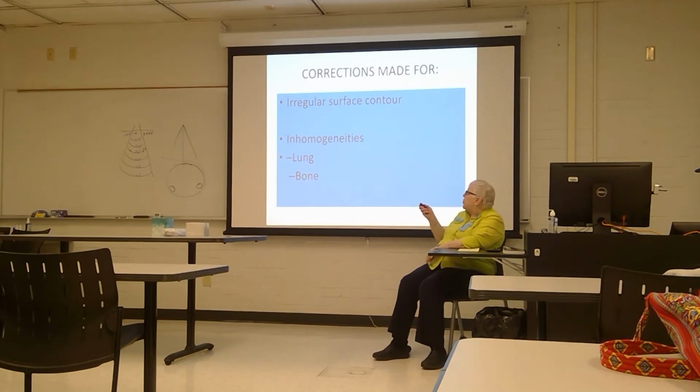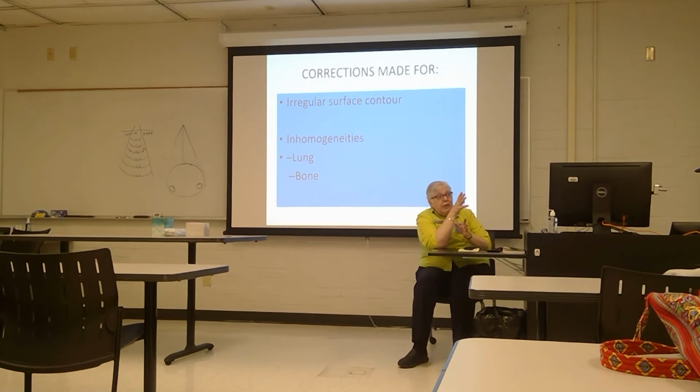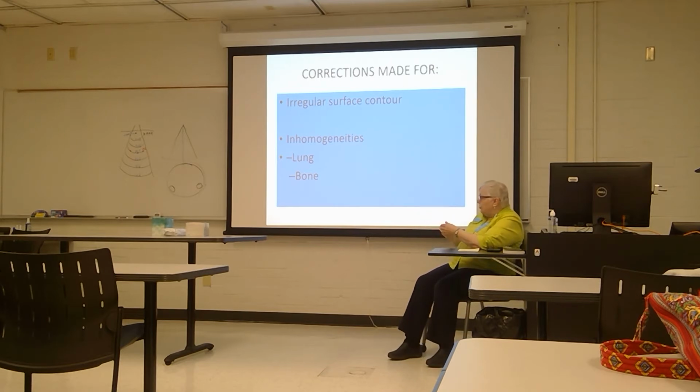If you take it to the extreme, if you're treating a breast, go back to breast. I don't know why we keep going back to breast, but it's easier to do. So if you're treating a breast, you're going through a little bit of lung. You're also going through a little bit of bone, right? Where do we find the bone? So, you have these inhomogeneities, lung and bone. So what do we do with them?